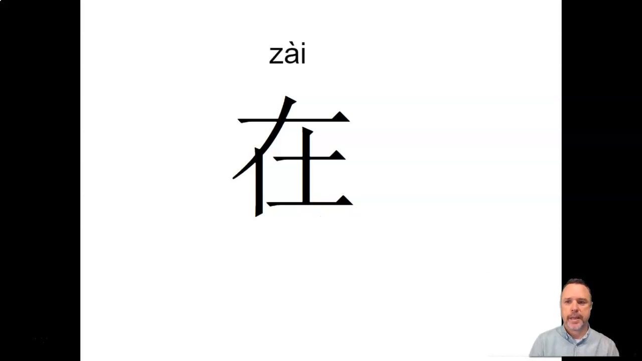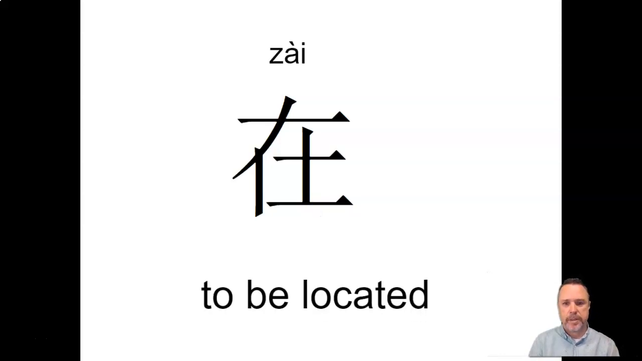This character you've probably seen before, but let's just make sure you know it. This is pronounced zai, Z-A-I, fourth tone. Zai, zai. Now it means to be located. Also means in, on, at, or by, depending on the sentence that it's in. All right, zai.